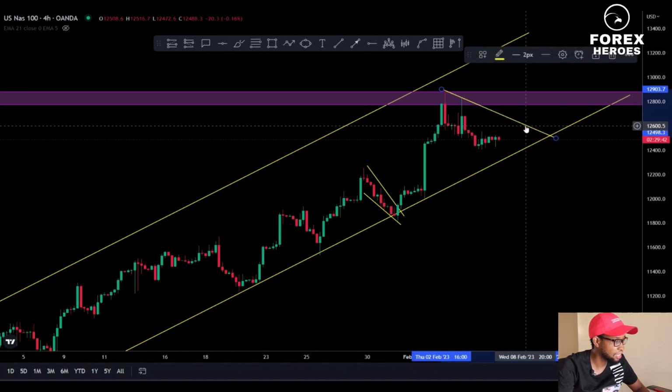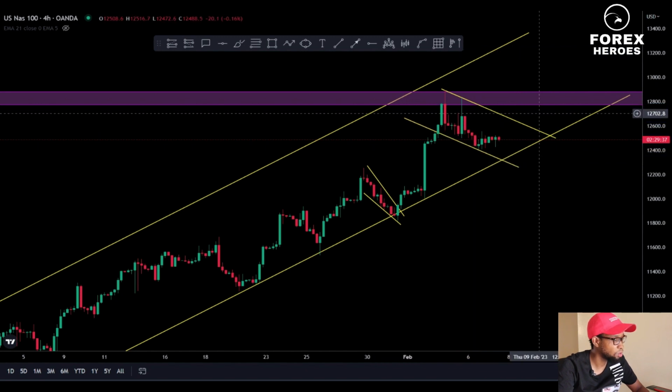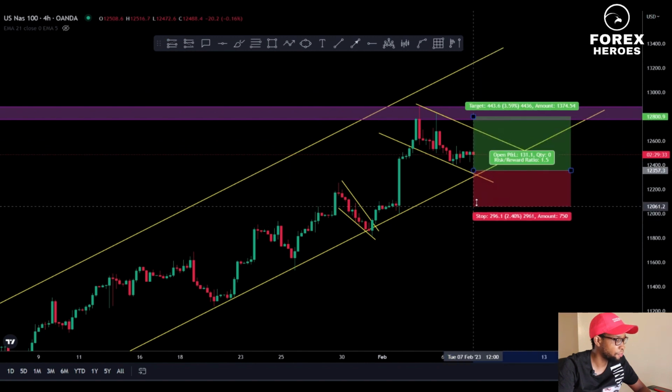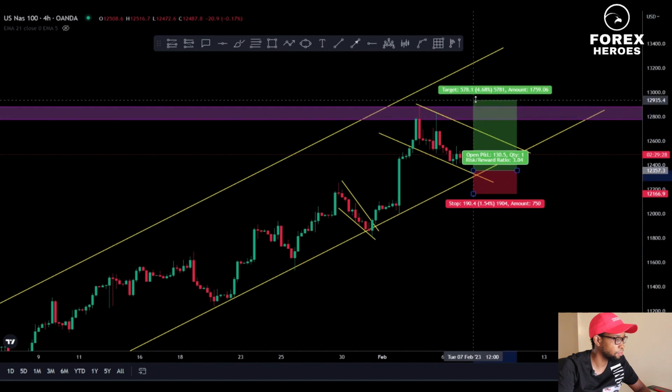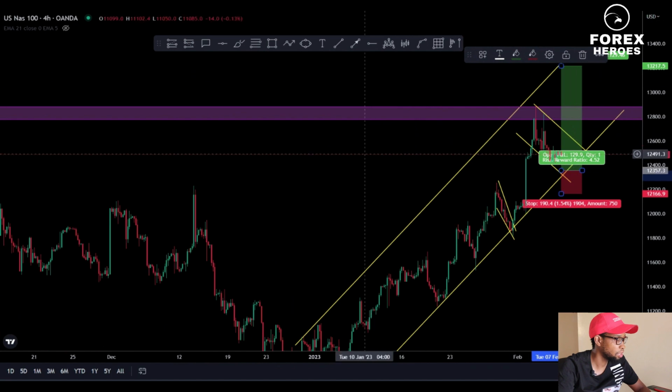Always remember, the market doesn't see your lines. We use the lines as a guideline. So I'll put this here. So my utmost, okay, so reach here. Okay.